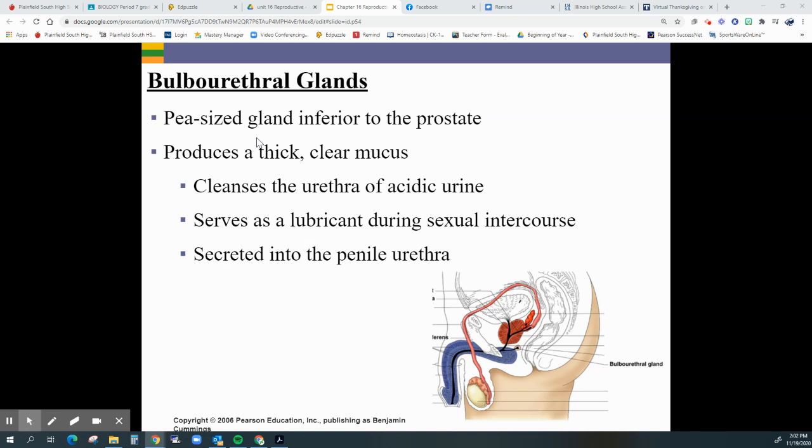The last one then is the bulbourethral gland. This is a pea-sized gland in the inferior portion of the prostate, so it's right at the very bottom. It produces a thick, clear mucus, and this one is usually produced at the beginning of sexual arousal to help clean out any acidic urine that may be in the urethra, as well as lubricate the canal itself for intercourse.